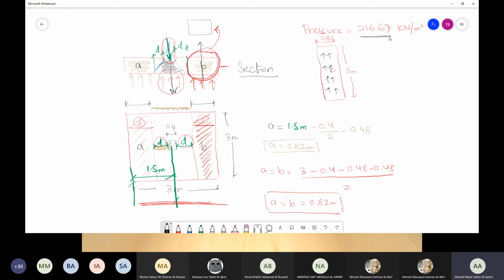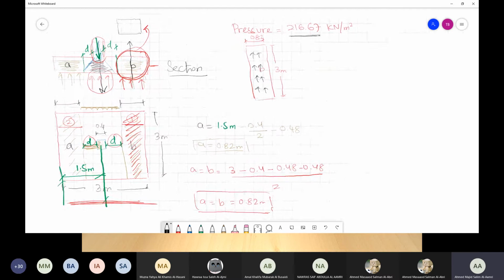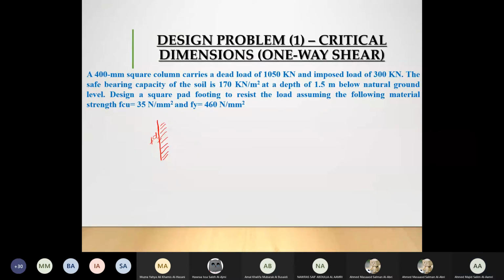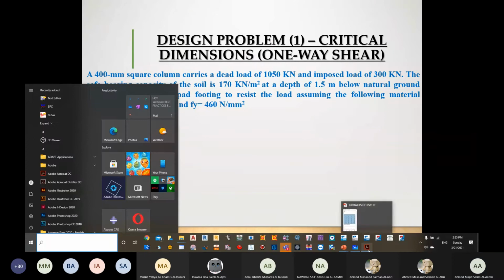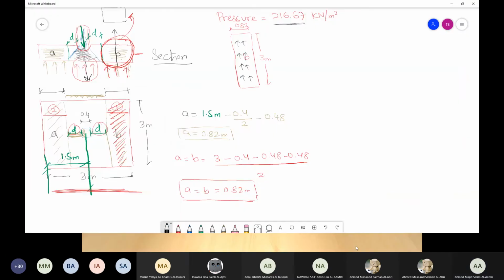Now for us, in order to check for shear, we require to calculate shear stress, in which shear stress is equal to shear force divided by area. So I need to calculate the force, which is shear force. What is the unit of shear force? The unit of shear force is kilonewton.